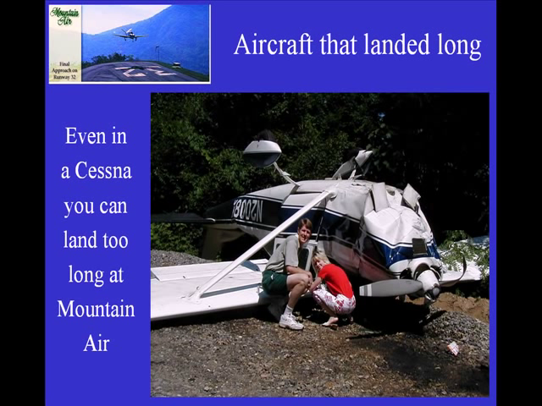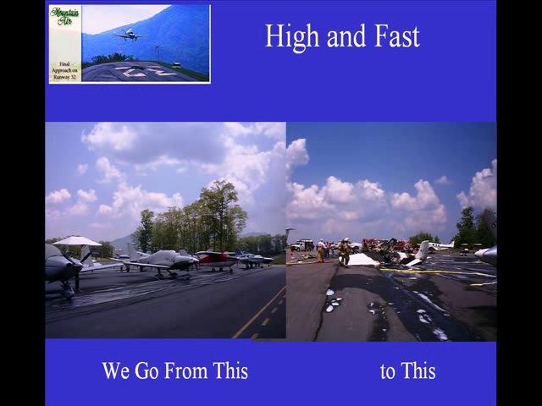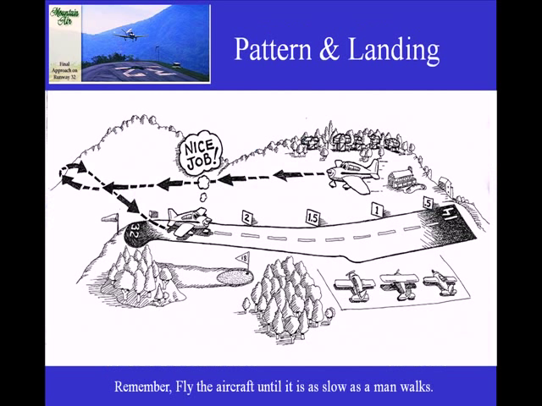Here's an example of an airplane that landed long, fast, even in a Cessna, and went off the end of the runway and turned upside down. Here's an airplane that was high and fast, came in, bounced off the runway, lost control of the airplane, careened into the other airplanes that were parked there, and a number of them caught on fire. And we had a tremendous amount of damage there. So have the airplane under control. Don't be fast, don't be high. Just be on speed, on control, flying the right attitude, coming in and land, and you'll be just fine.